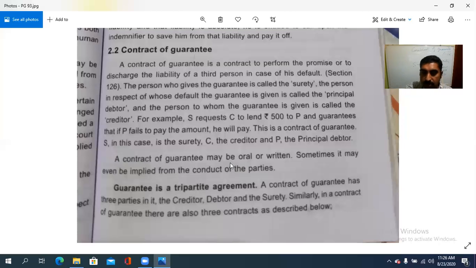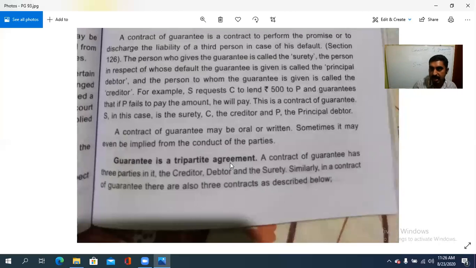Then a contract of guarantee may be oral or written. Sometimes it may even be implied from the conduct of the parties. So it can be of three types: one, written; another, oral; or from the implied performances or implied conduct of the parties. That is what we call an implied contract, which we studied earlier, based on the conduct of the parties and the circumstances.